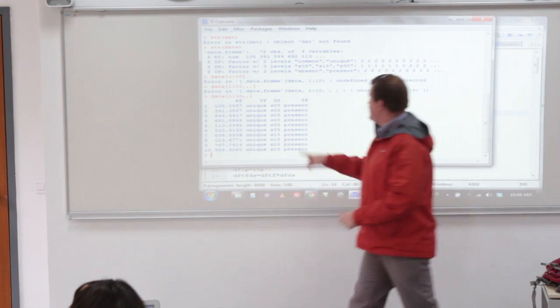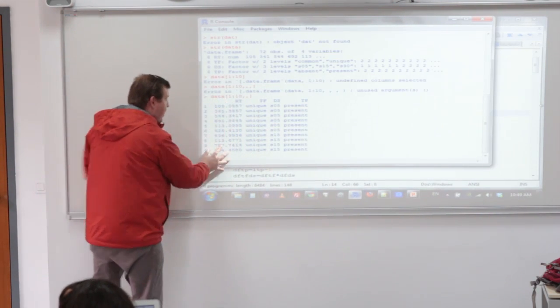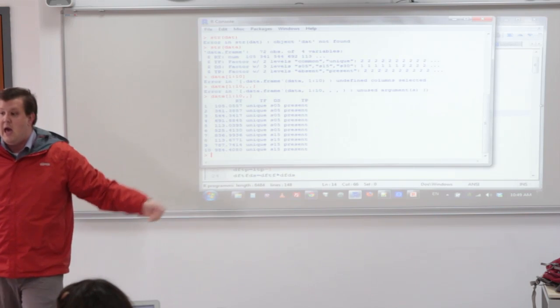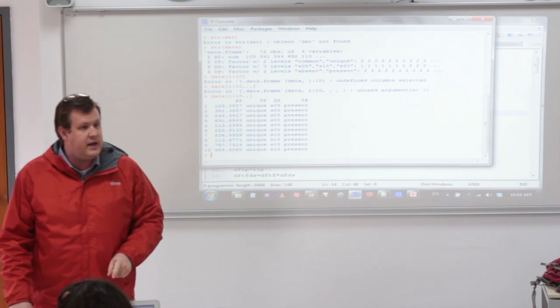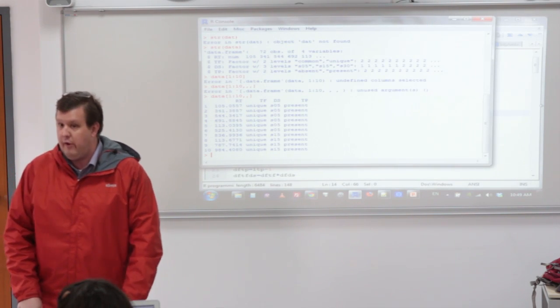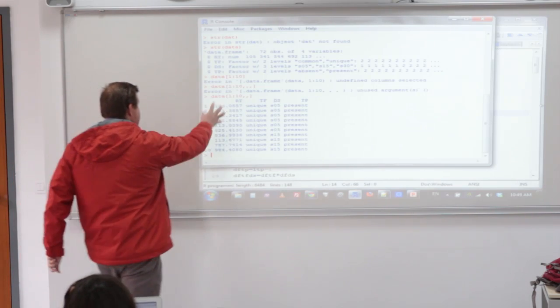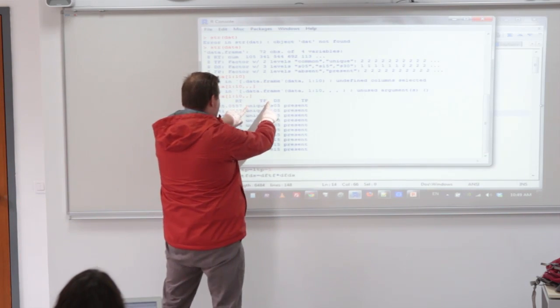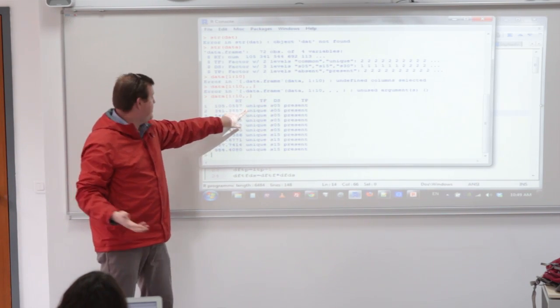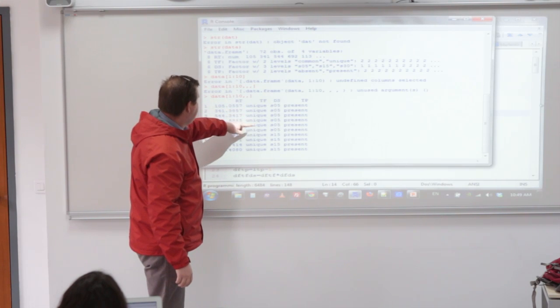So if we look at the first 10, we have the RT. RT means response time, how long it took someone to indicate whether a target was present or absent. So these are response times. TF is the features of the target. Notice it's unique, unique, unique, unique, unique.